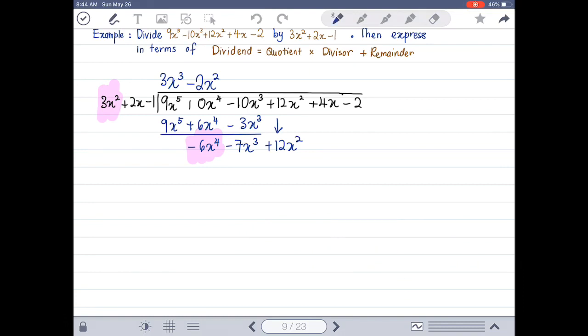Next will be negative 2x squared multiplied with 3x squared becomes negative 6x to the power of 4. Negative 2x squared times plus 2x becomes negative 4x cubed. Negative 2x multiplied with negative 1 becomes positive 2x squared. Line that up. Again, top minus bottom.